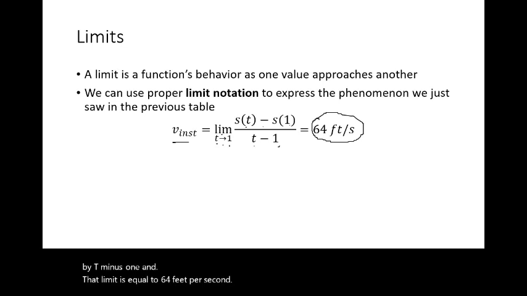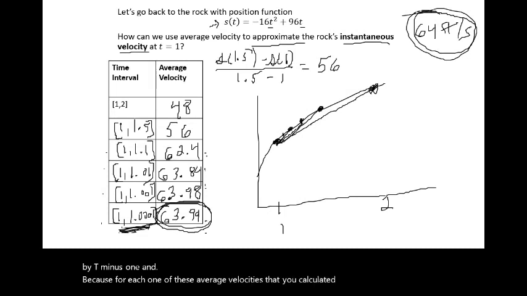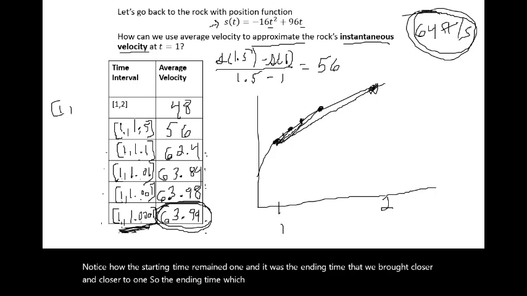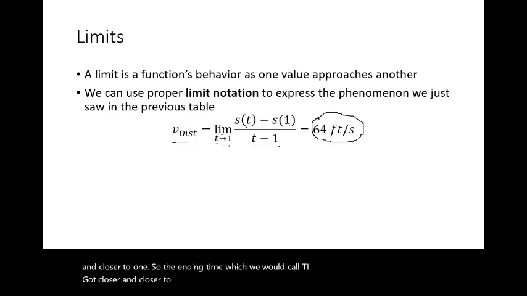Because for each one of these average velocities that you calculated over here, notice how the starting time remained 1, and it was the ending time that we brought closer and closer to 1. So the ending time, which we would call t, got closer and closer to 1. So formally, mathematically, we will call that the limit as t approaches 1.